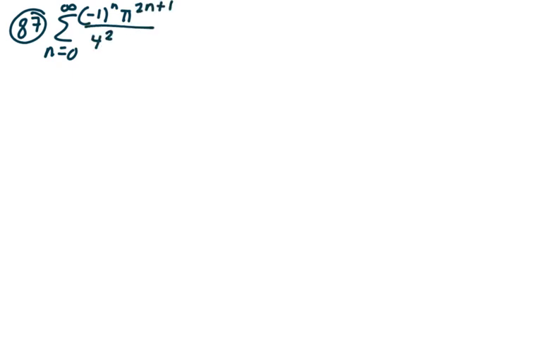Let's take a look at 87. So 87 is the summation from n equals 0 to infinity of -1 to the n pi to the 2n plus 1 divided by 4 to the 2n plus 1 times 2n plus 1 factorial. Okay. Notice the odd exponent. And so we should be thinking of sine of x.